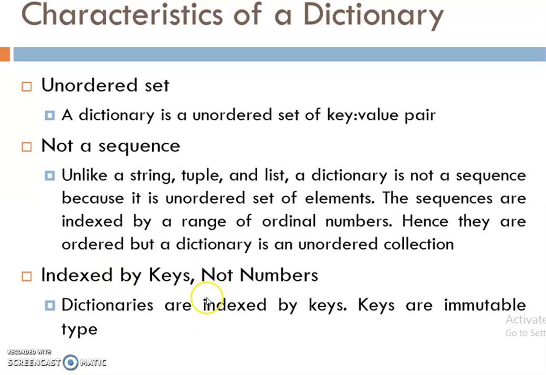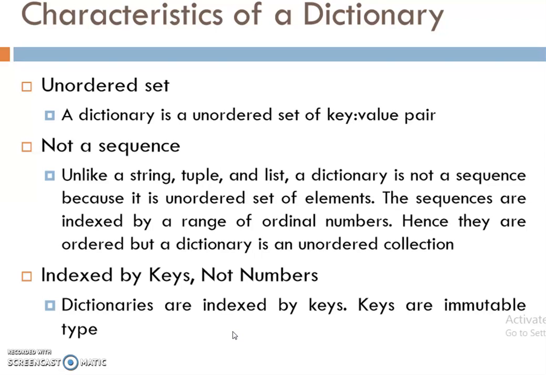First one, unordered set. A dictionary is an unordered set of key value pairs. Okay, the next one, not a sequence. Unlike a string, tuple and list, a dictionary is not a sequence because it is an unordered set of elements. Children, in a dictionary we already said it is a key value pair. There is no need to give the keys in the same order, like 1, 2, 3. You can give them in any order. That's why it is called an unordered set of key value pairs.